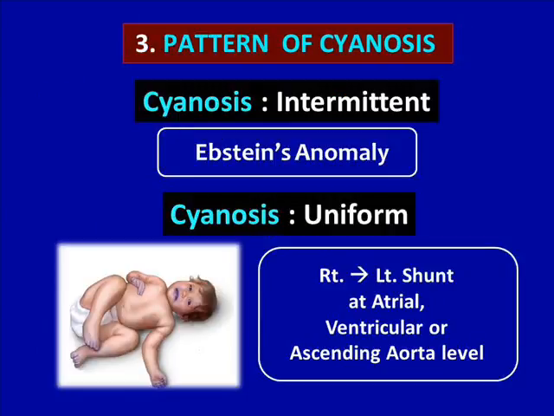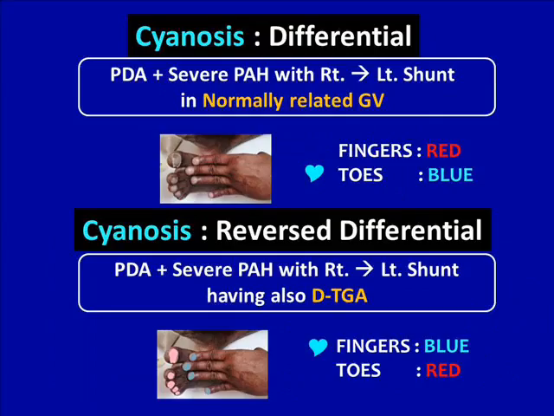Finally, let's consider the pattern of cyanosis to consider an etiology. Intermittent or stuttering cyanosis, that is, cyanosis at birth, regression, and reappearance later, occurs in Ebstein's anomaly of tricuspid valve and also in TAPVC and in truncus. Whereas uniform cyanosis indicates right to left shunting at atrial, ventricular, or ascending aortic levels. Non-uniform cyanosis occurs in Eisenmenger PDA, that is, severe pulmonary hypertension and right to left shunt across PDA.